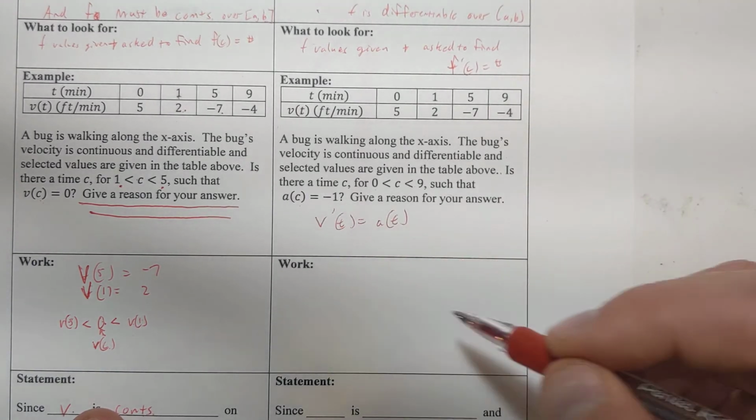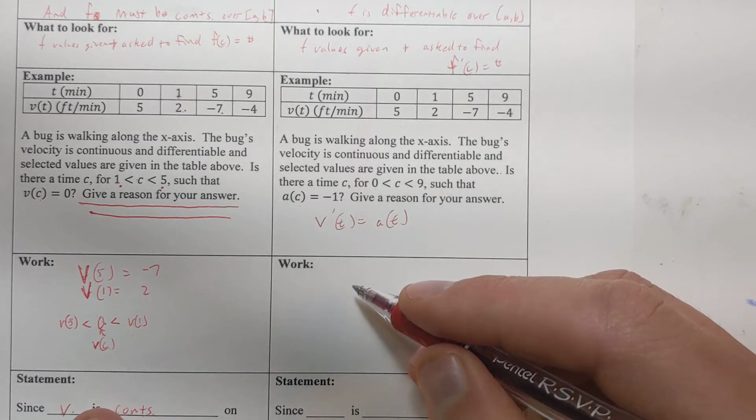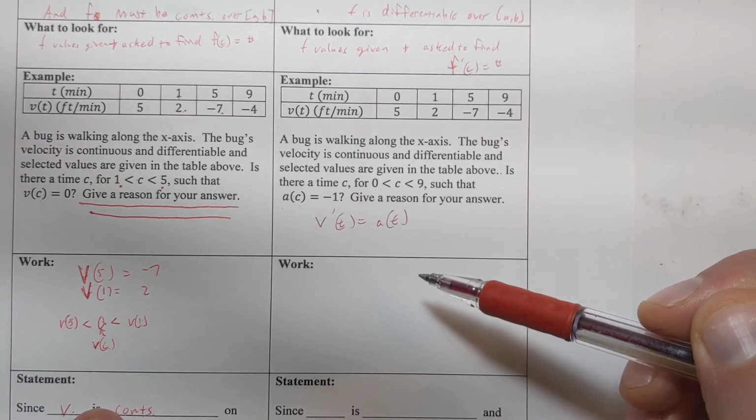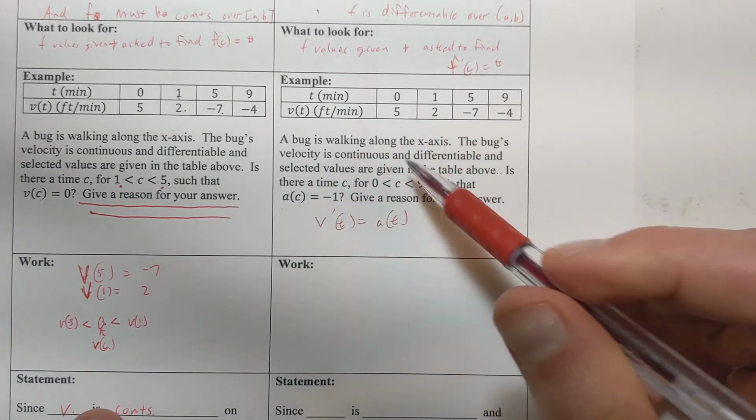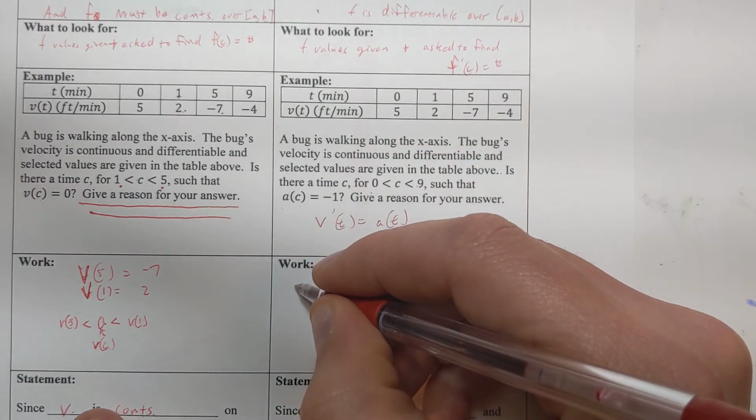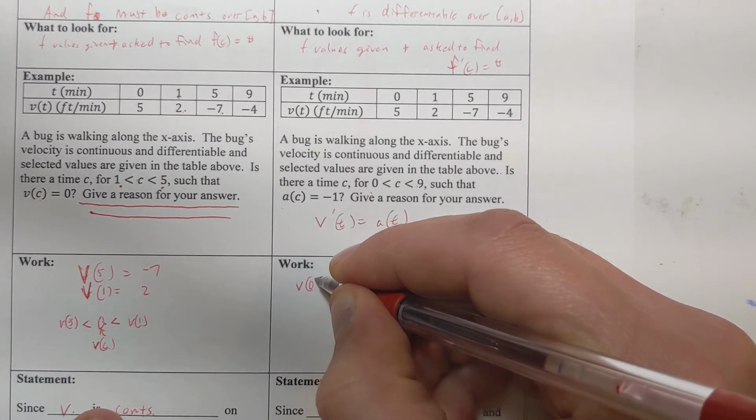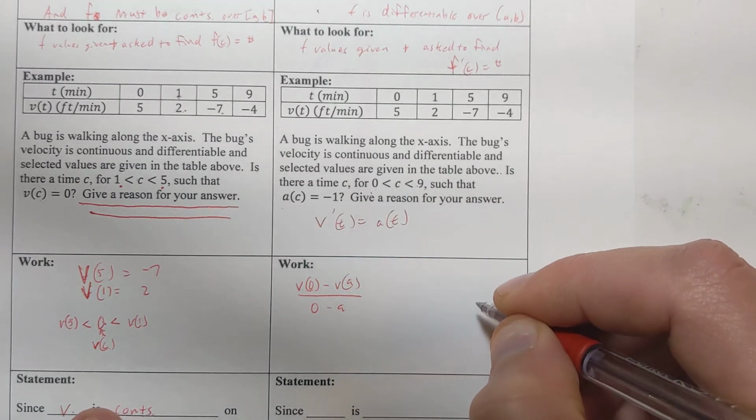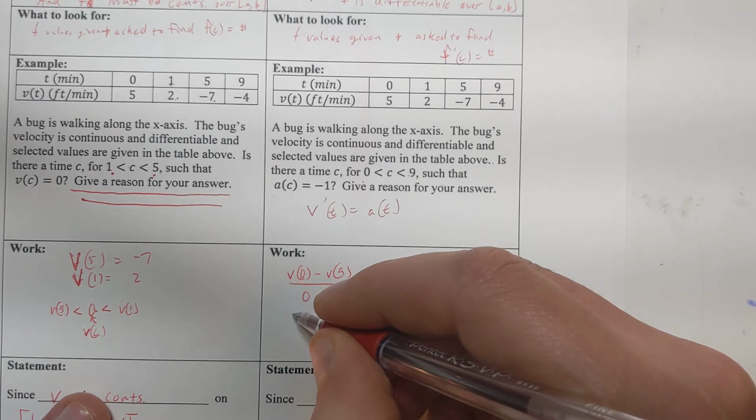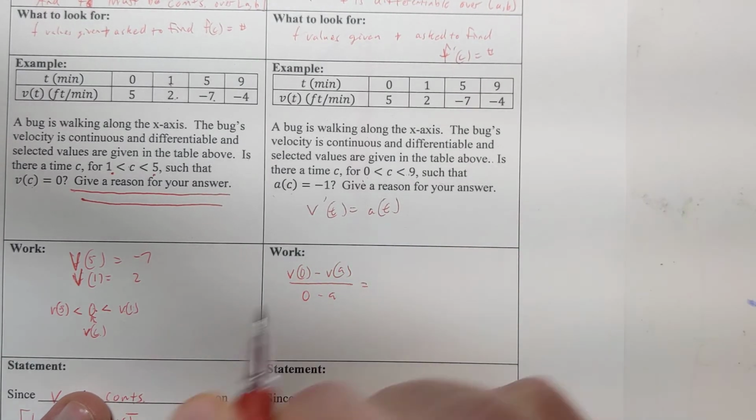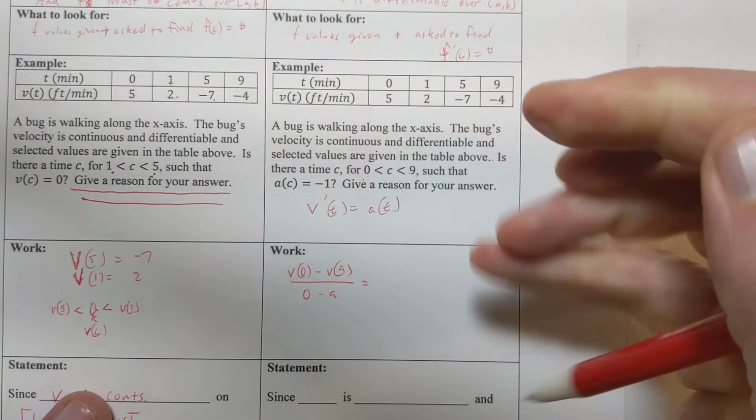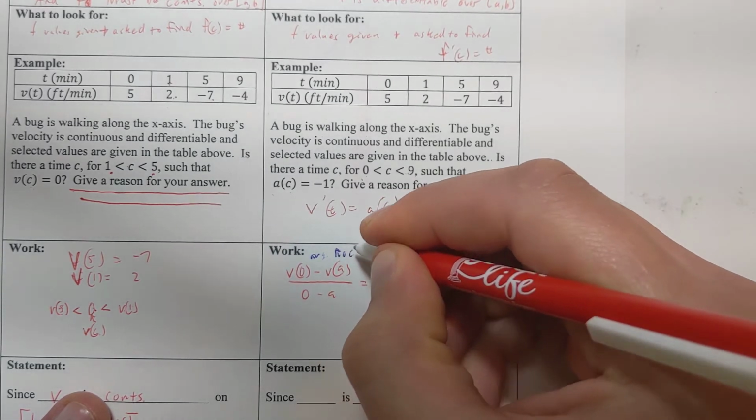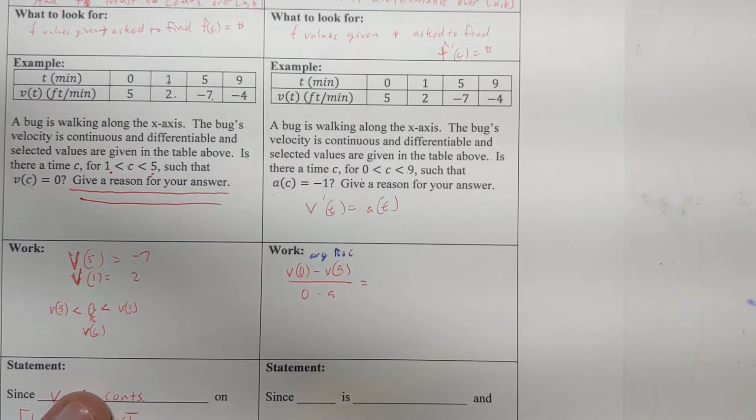So what do I have to do now? What work do I need to show? Well, I need to find the acceleration. They don't give us a function, but I'm going to find the acceleration over 0 to 9. So I'm going to have v of 0 minus v of 9 all over 0 minus 9. This is the average rate of change. You don't write this, I'm just writing it for your sake.